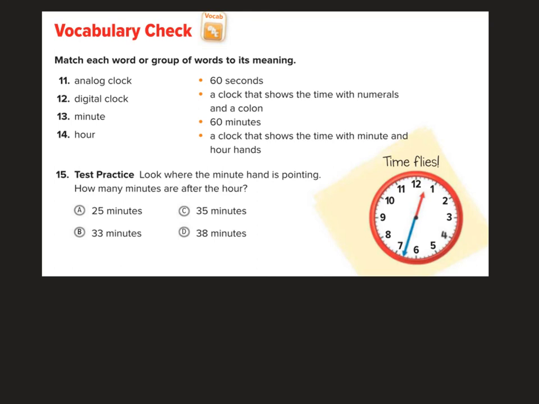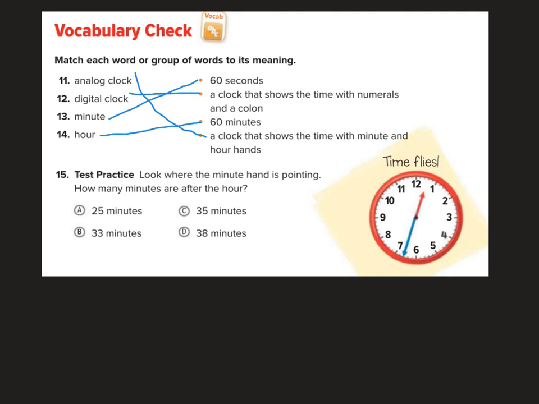Match each word or group of words to its meaning. An analog clock is a clock that shows the time with numerals, a clock that shows the time with minute and hour hands. Okay, yep, analog clock. So a digital clock shows it with numerals, which is just a fancy word for numbers. A minute has 60 seconds in it, and an hour has 60 minutes in it.